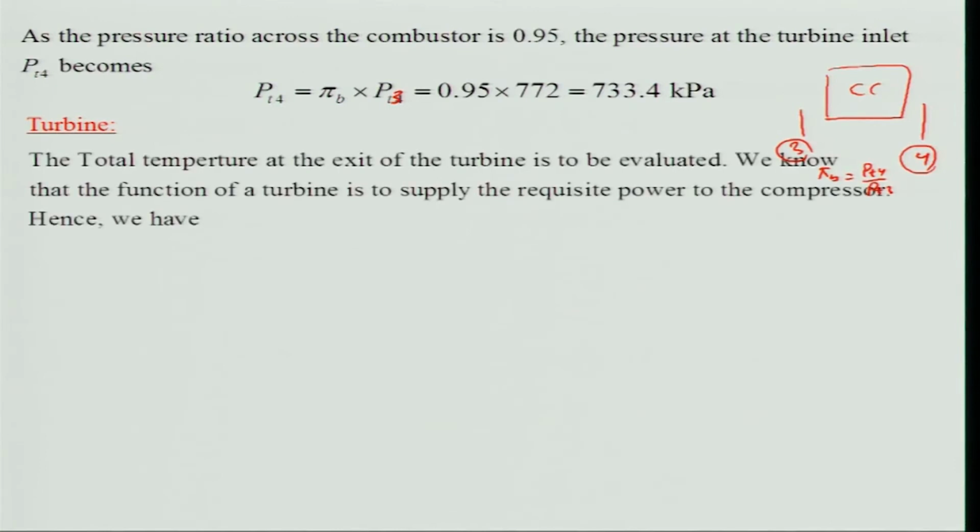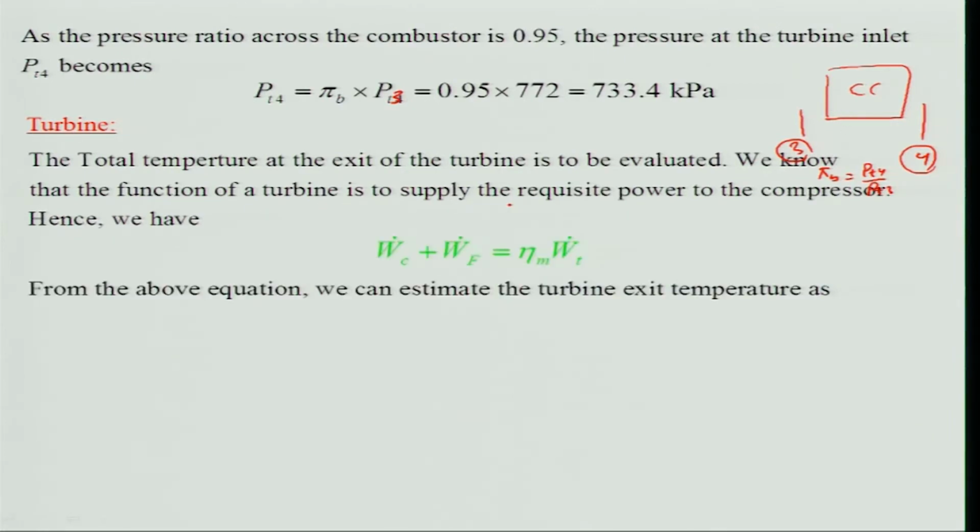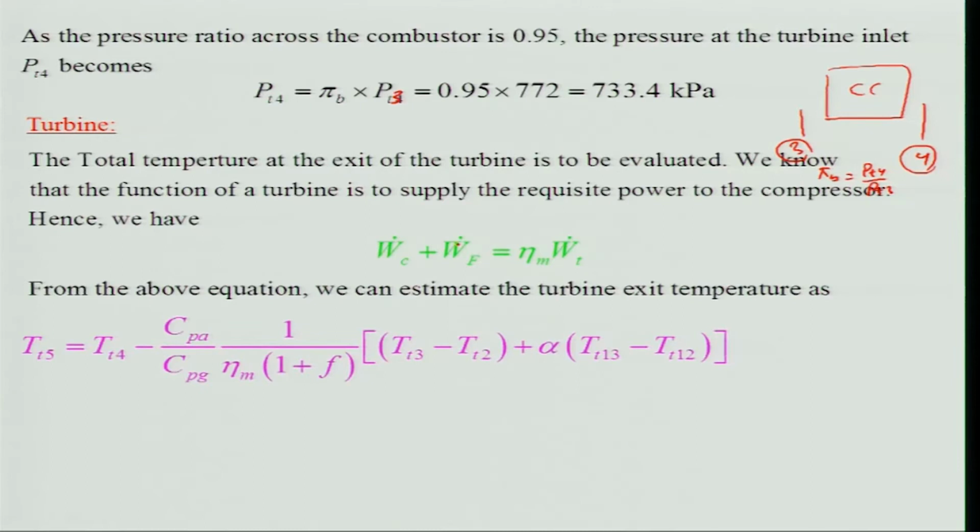So, we look at the turbine, the total temperature at the exit of the turbine is to be evaluated. We know that the function of the turbine is to supply the requisite power to the compressor and the fan. So, we can write down that the compressor work plus fan work will be supplied by the turbine, and there is a mechanical efficiency, which will always be lower than 1. So, if you write in terms of temperature and Cp like enthalpy change, then you will arrive at this relationship.